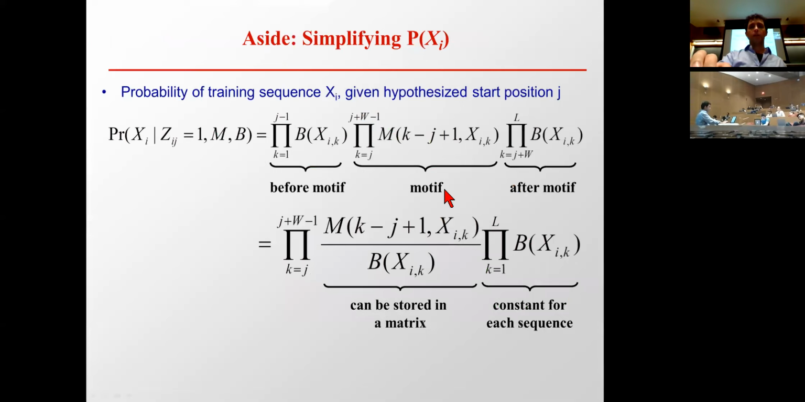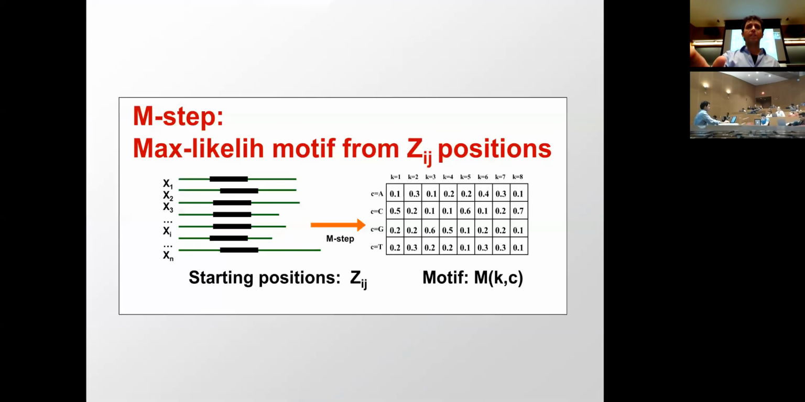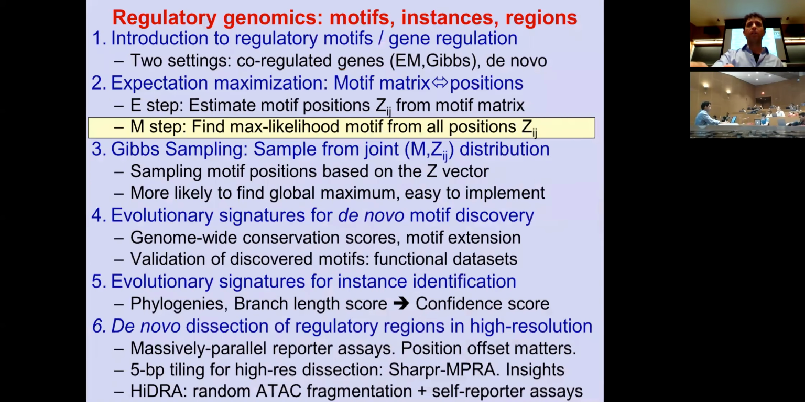I can basically simplify this by simply having the exact same score before and after. I can combine all of that together and then simply score the motif itself. So I can speed up my computation by only computing that and assuming that the rest will be the same at every location. So that's the E step of basically creating the Zij vector from the motif matrix.